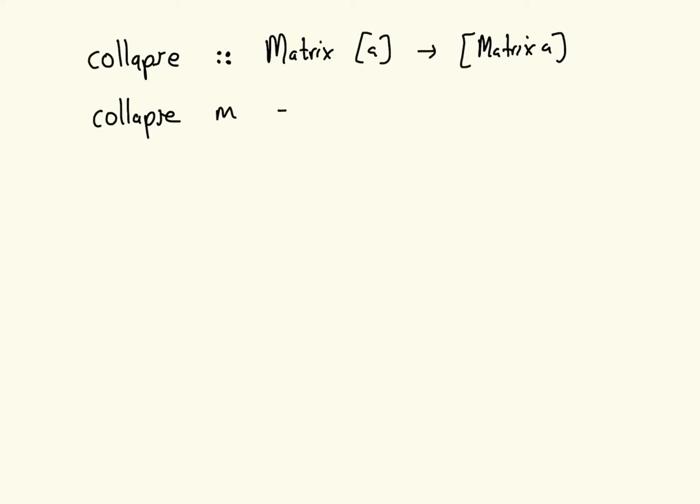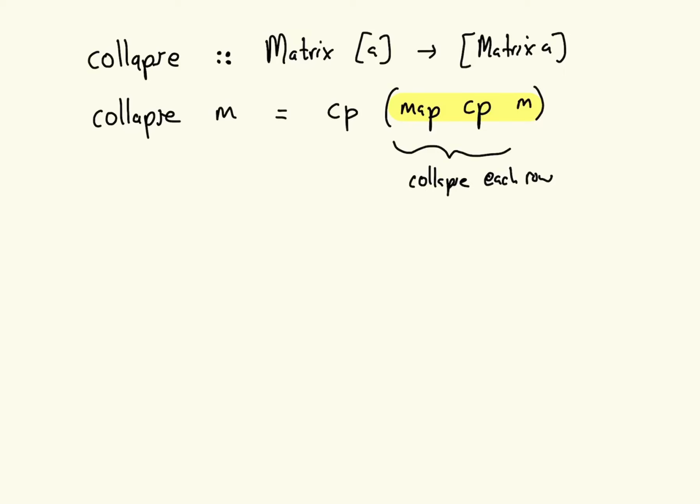So if I give you a choice matrix M, what I'm going to do is apply the CP function in a certain way. Internally, I'm going to map CP across each row of the matrix. And that's going to collapse each row. Okay, so this part here is going to collapse each row. And then what I'm going to do at the outer level is apply CP once more, and this will collapse each column.